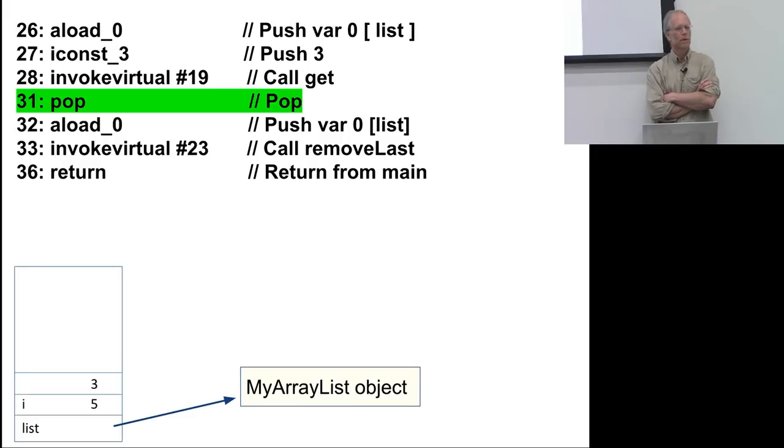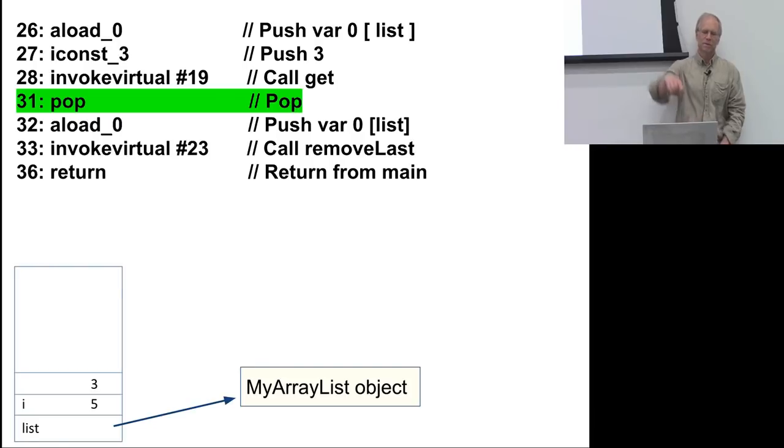What did the original method in Java do with the value that's returned? Probably don't remember. Given that we're throwing away the thing that came back on top of the stack, what do you suppose it did? Yeah, well, it just didn't do anything with it. It just called get and didn't store the result anywhere.